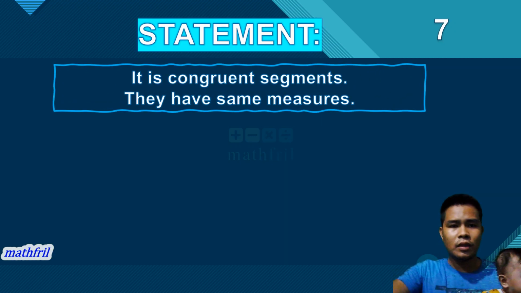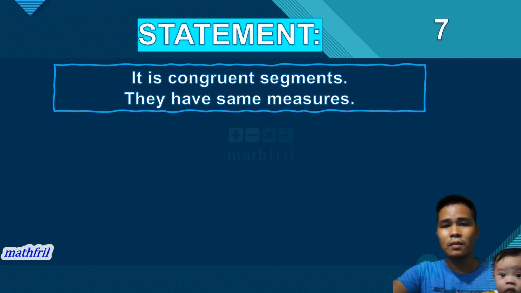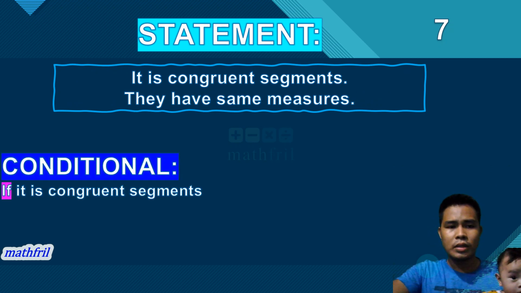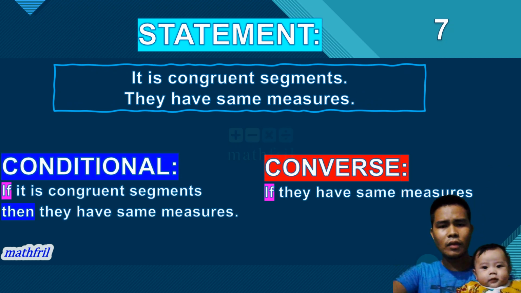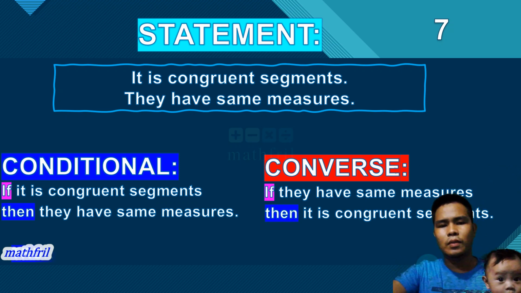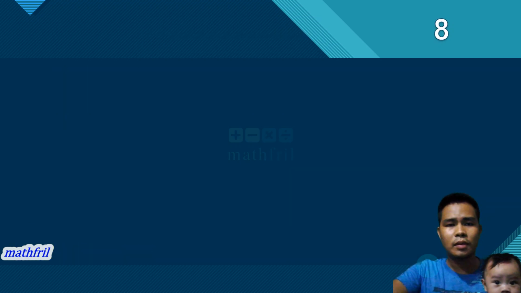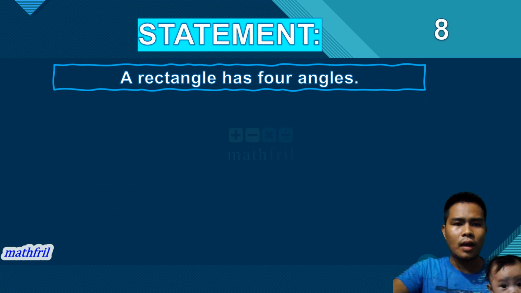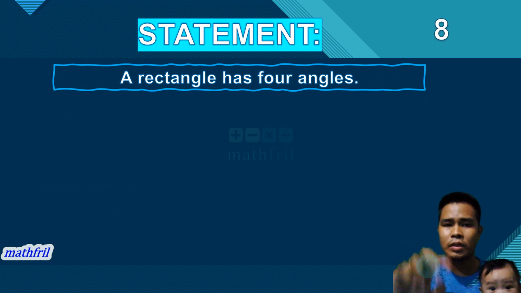Number 7 is congruent segments. They have the same measures. Conditional statement, this one. Converse is this one. True statement and a true statement. A rectangle has 4 angles. By the way, it's not always two sentences.